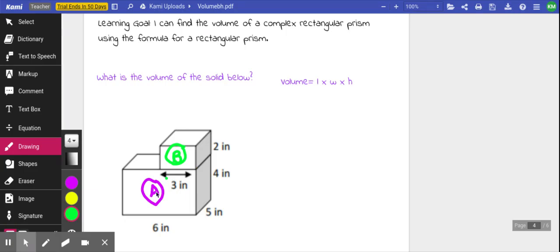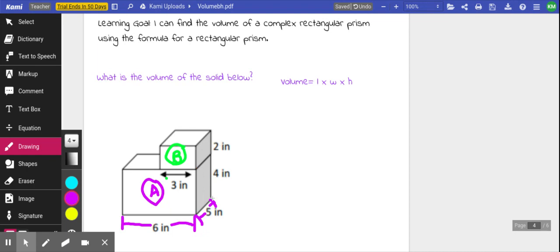Okay, remember, volume is equal to length times width times height. So when we look at this, we can see here that shape A, we can see the length of shape A is 6 inches. That is the length of shape A. We can also see the width of shape A is right here, which is 5 inches. We can see the height. Now the height here is a little tricky. You have two measurements here. You have 4 inches and you have 2 inches.